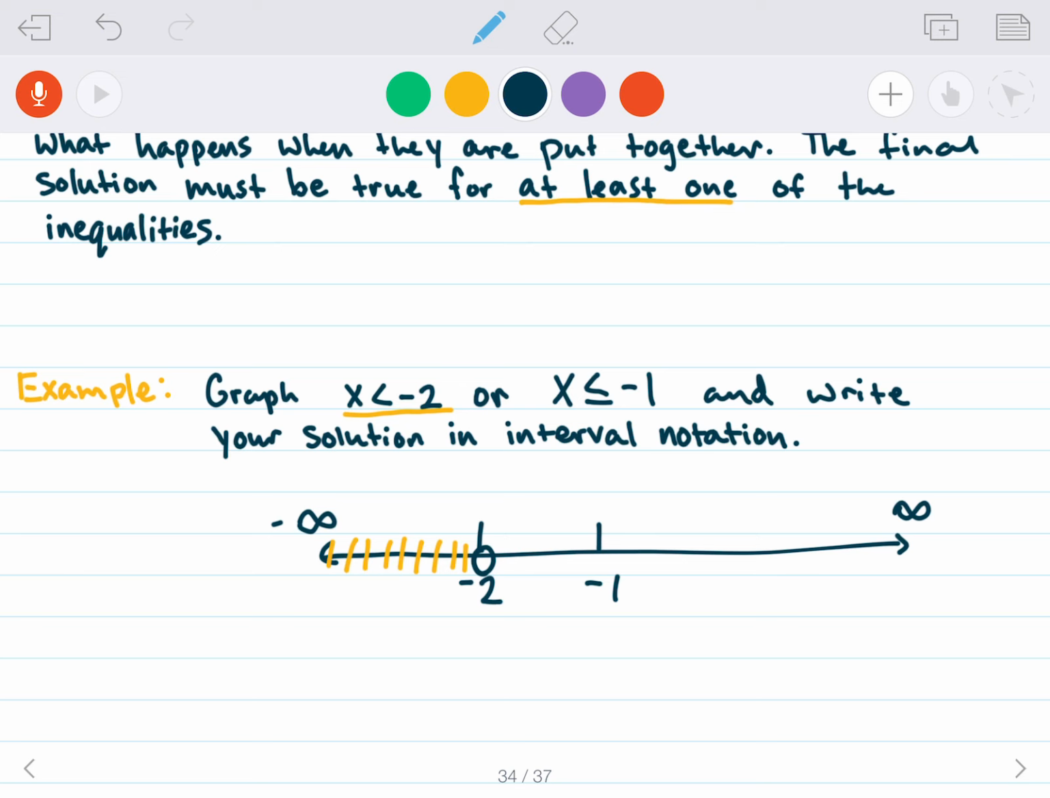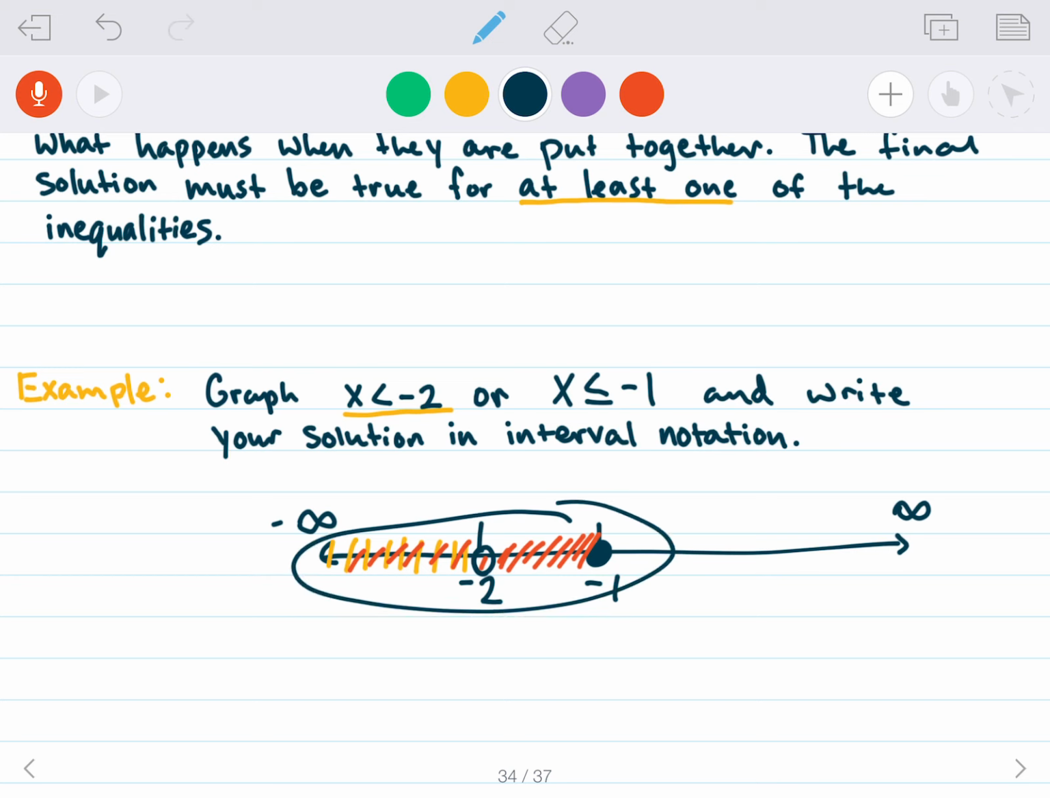Because it's less than or equal to, I'm going to do a closed dot there, and then everything is going to be shaded. So we want to include all of this in our set, right? We don't need to include just this part. That would be and. Or means everything that's shaded is included, no matter if it's shaded red or yellow. So we can say that all of this is shaded.